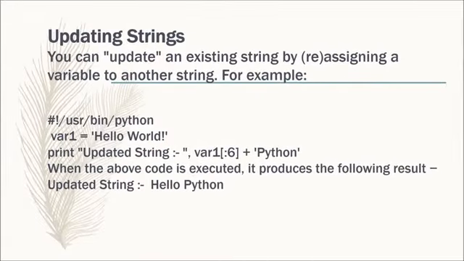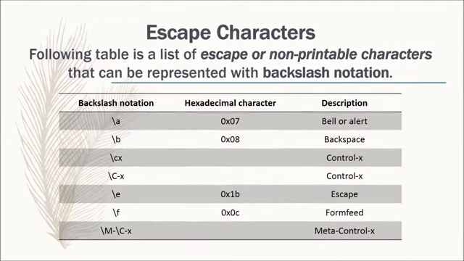Now we're going to update strings. You can update an existing string by reassigning a variable to another string. The new value can be related to its previous value or to a completely different string altogether. For example, this, and it will give you this result. Next, for the escape characters, the following table is a list of escape or non-printable characters that can be represented with backslash notation. An escape character gets interpreted in single quoted as well as double quoted strings.